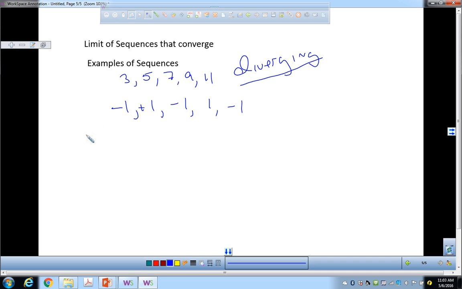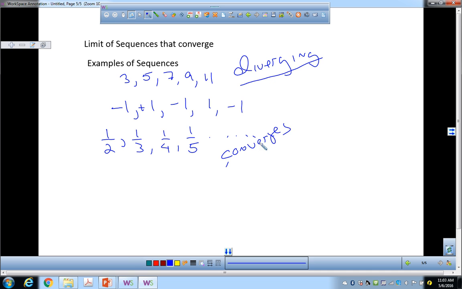would be something like 1/2, 1/3, 1/4, 1/5, and so on. This one has a limit. Can anyone tell me what that is eventually going to hit? 0. How come? Because it keeps getting smaller and smaller and smaller. It doesn't always reach 0. It can reach other values. But this converges.